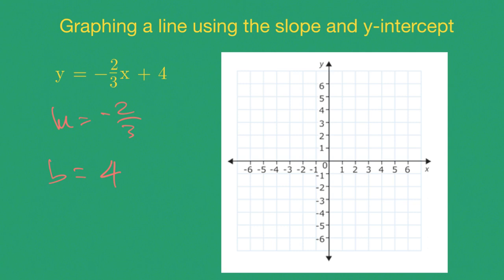Now, is the slope positive or negative? It's negative. What kind of a line should we anticipate? Uphill or downhill? Okay, so again, anticipate those things.